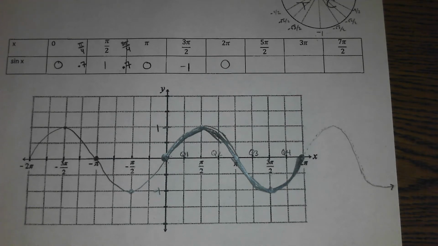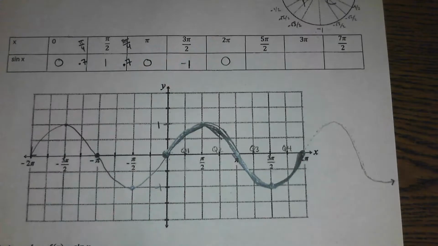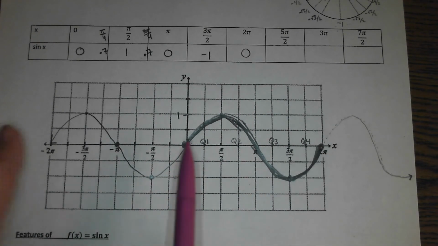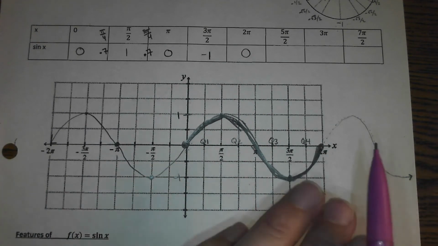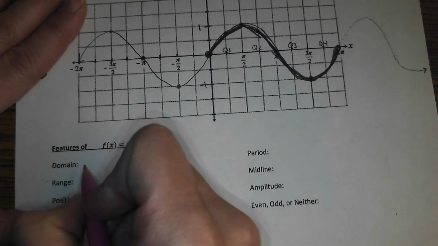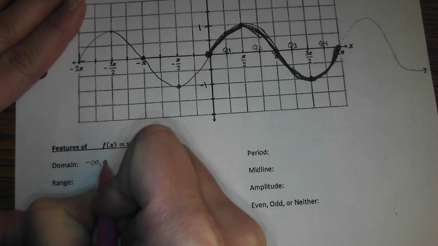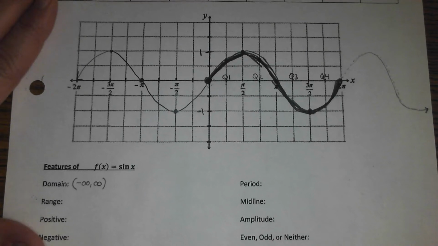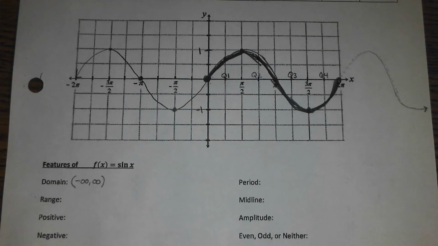But as far as the features of the parent graph, and knowing that this continues forever, the domain is from negative infinity to positive infinity. You can take the sine of anything. So negative infinity to positive infinity. The range, however, does have a lowest to a highest. Jack B, what's the lowest and then what's the highest value of the range?